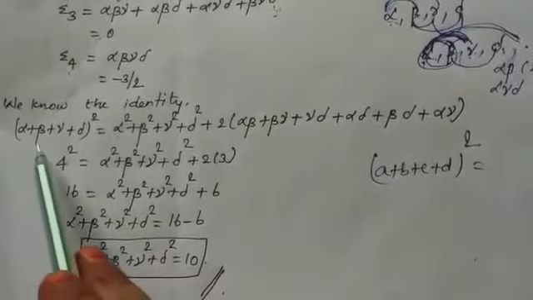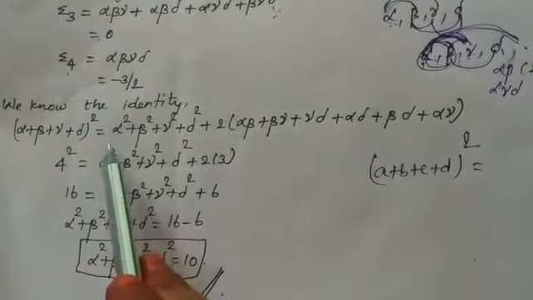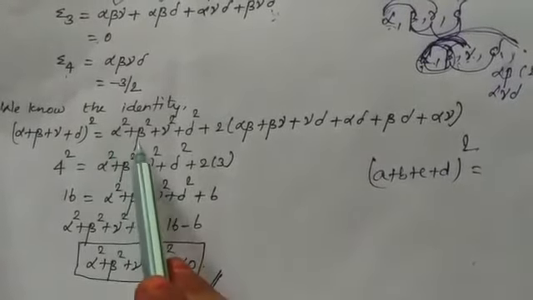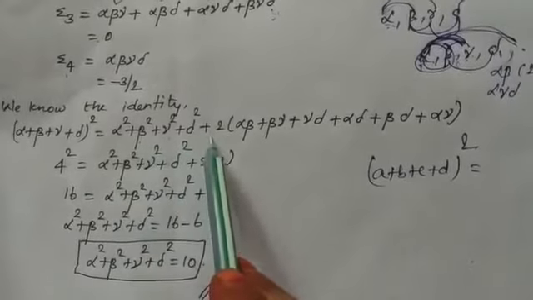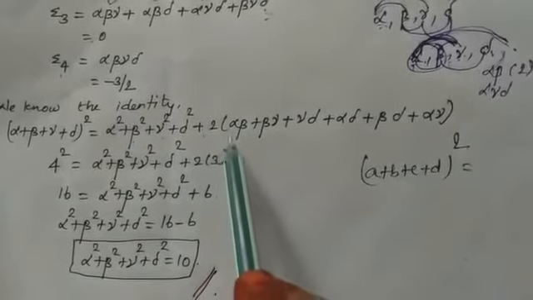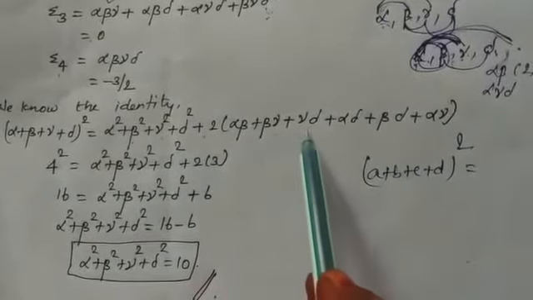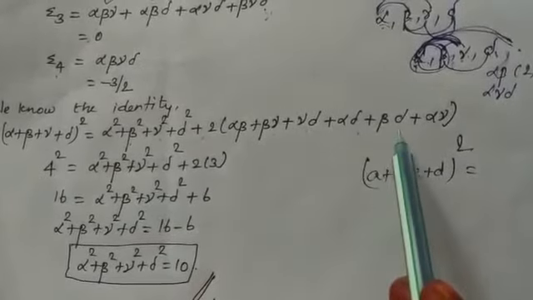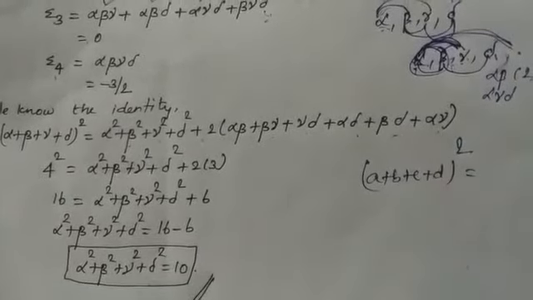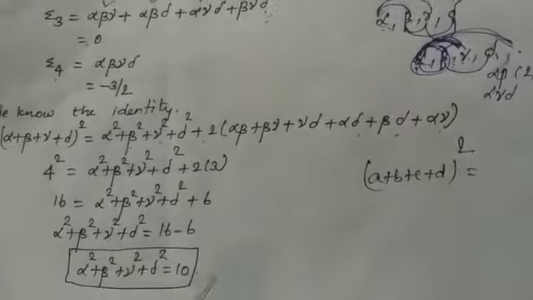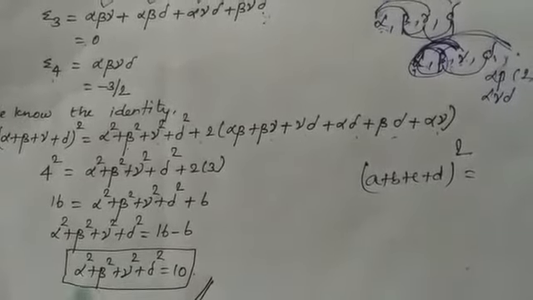So alpha plus beta plus gamma plus delta the whole square is equal to alpha square plus beta square plus gamma square plus delta square plus 2 times of alpha beta plus beta gamma plus gamma delta plus alpha delta plus beta delta plus alpha gamma. That's all. If you know this identity, by substituting the values, we are going to find out the answer.